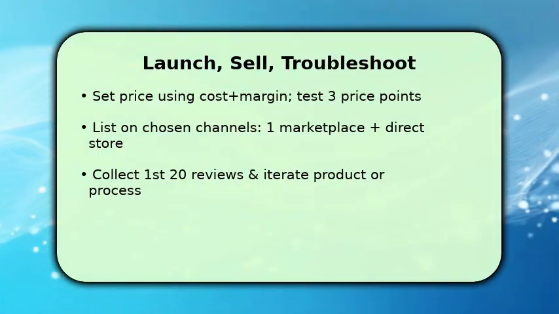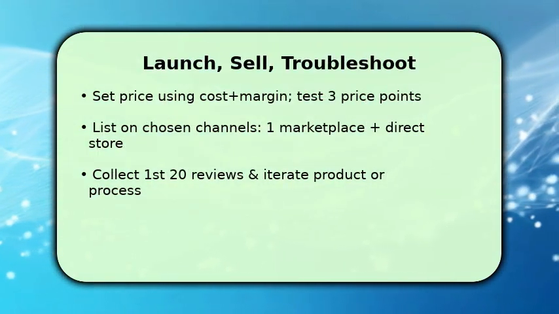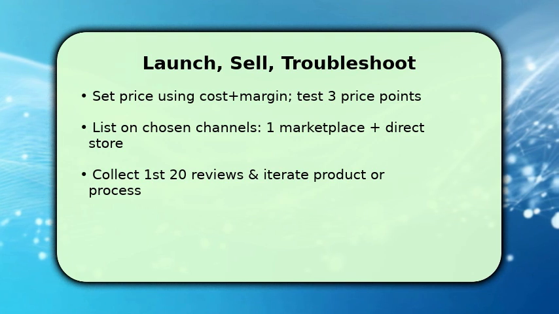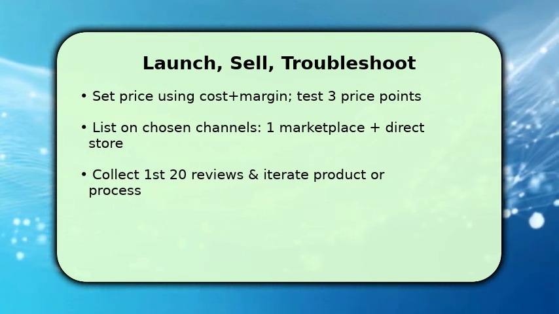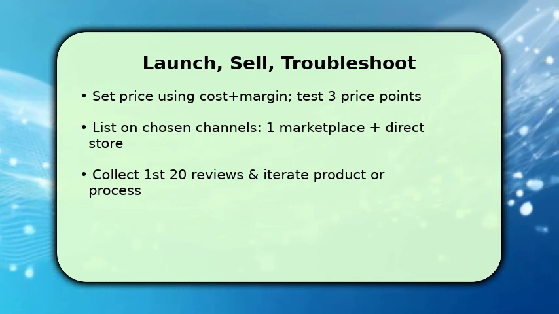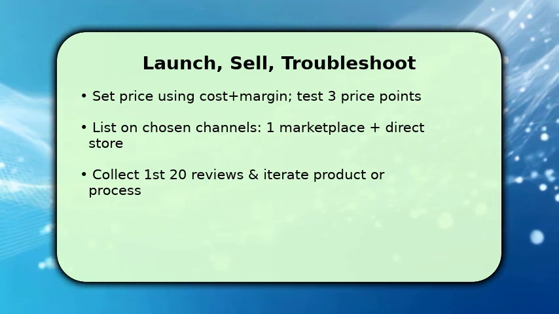To finish, set a price using cost plus margin and test 3 price points to find customer acceptance. Launch on one marketplace and your direct store so you control data and access volume. Make sure product pages and photos clearly show benefits. Drive initial sales through friends, targeted ads, or influencers, and collect the first 20 reviews to learn patterns.